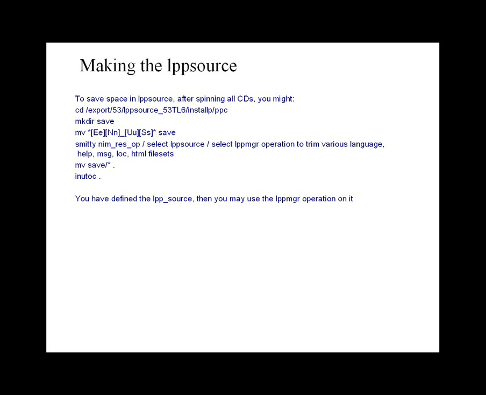If you needed to save space in there after you spun all the CDs or the 2 DVDs, I will sometimes change directory down into the LPP source, and you see me going /export/53/lpp_source_53TL6/installp/ppc. I'll make a save directory, and I'll move any particular language file sets that I care to save. And so the move command there is any combination of en_US. Any file set with any case of those letters, I'll move them to the save directory.